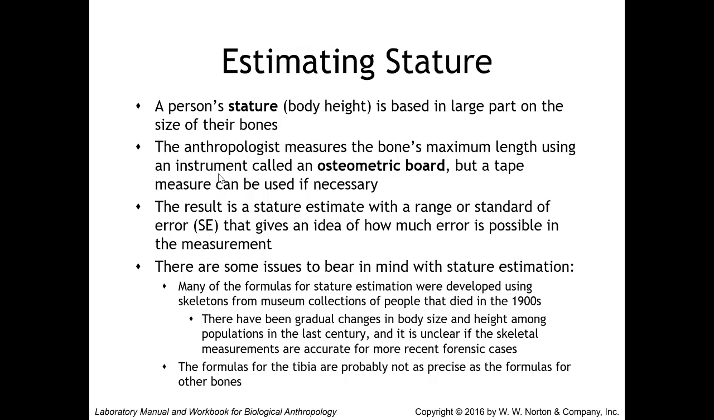So there are some issues to bear in mind with this estimation. Many of the formulas for stature estimation were developed using skeletons from a museum collection of people that died in the 1900s. So that's one issue. There have been gradual changes in body size and height among populations in the last century, and it is unclear if the skeletal measurements are accurate for more recent forensic cases. So it's not 100% accurate, but it gives us an estimate. And then the formulas for the tibia are probably not as precise as the formulas for other bones.